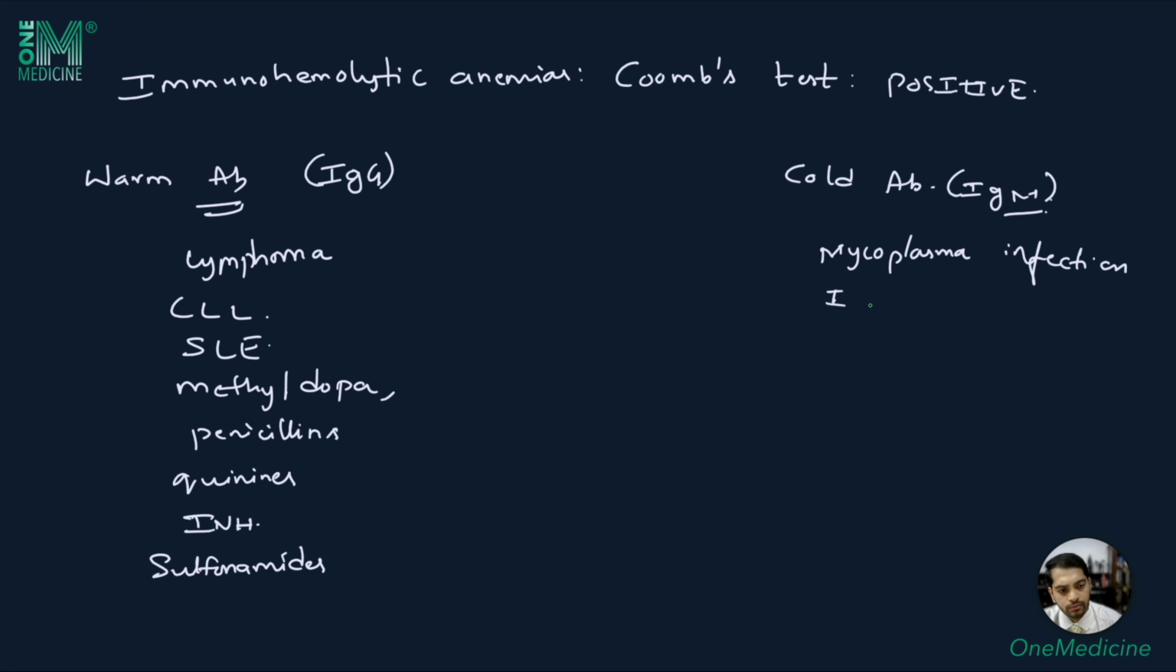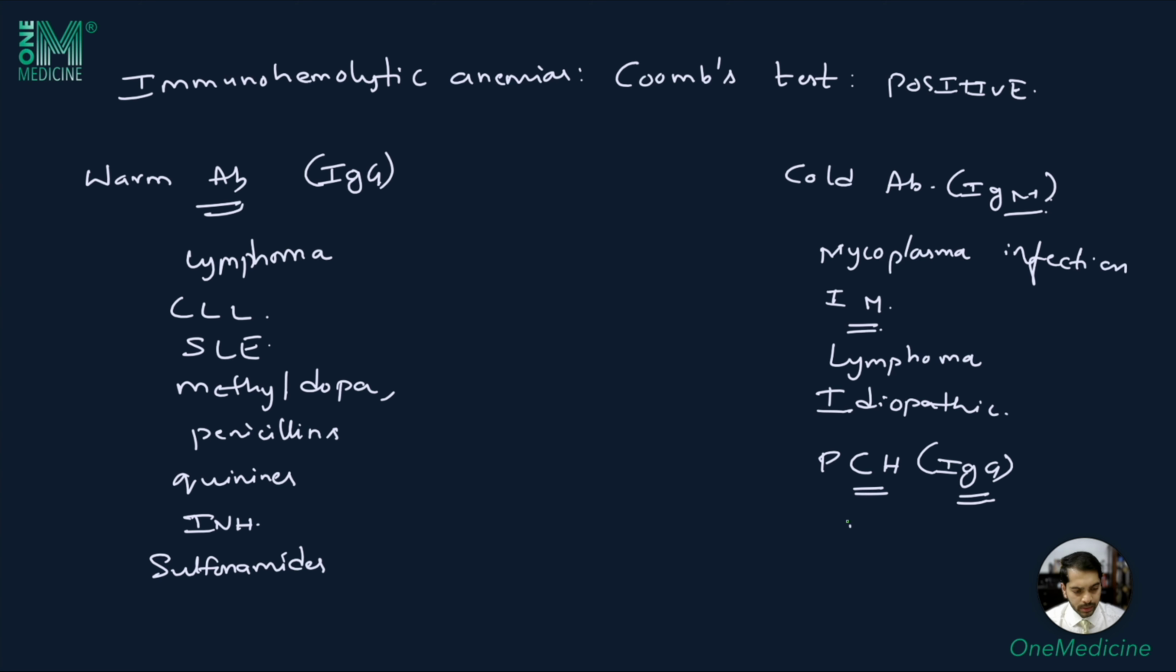It can be seen in infectious mononucleosis. It can also be seen in lymphoma. It can sometimes be idiopathic, or it can be seen in paroxysmal cold hemoglobinuria, that is an IgG mediated disease. It can also be seen in infections such as syphilis and certain viral infections.